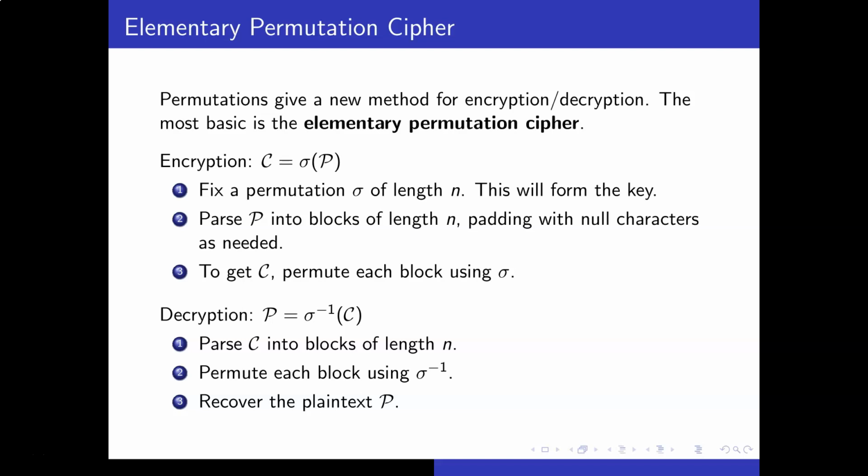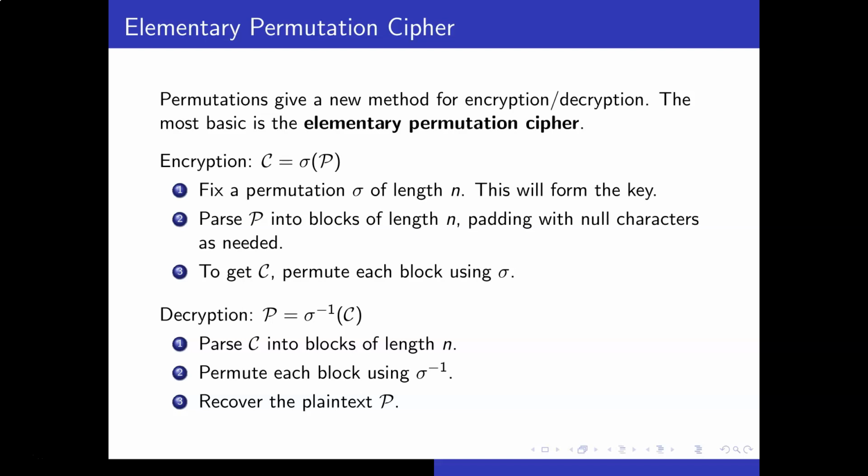We will then take our plaintext. We're going to break it into blocks of the same length as the permutation. If it doesn't happen to evenly divide, we'll throw some null characters onto the end as needed. And then to get the ciphertext, we take each block and we permute it using sigma. So sigma tells us where to send the first letter, the second letter, the nth letter. So we rearrange them in the order according to sigma, and that gets us our ciphertext.